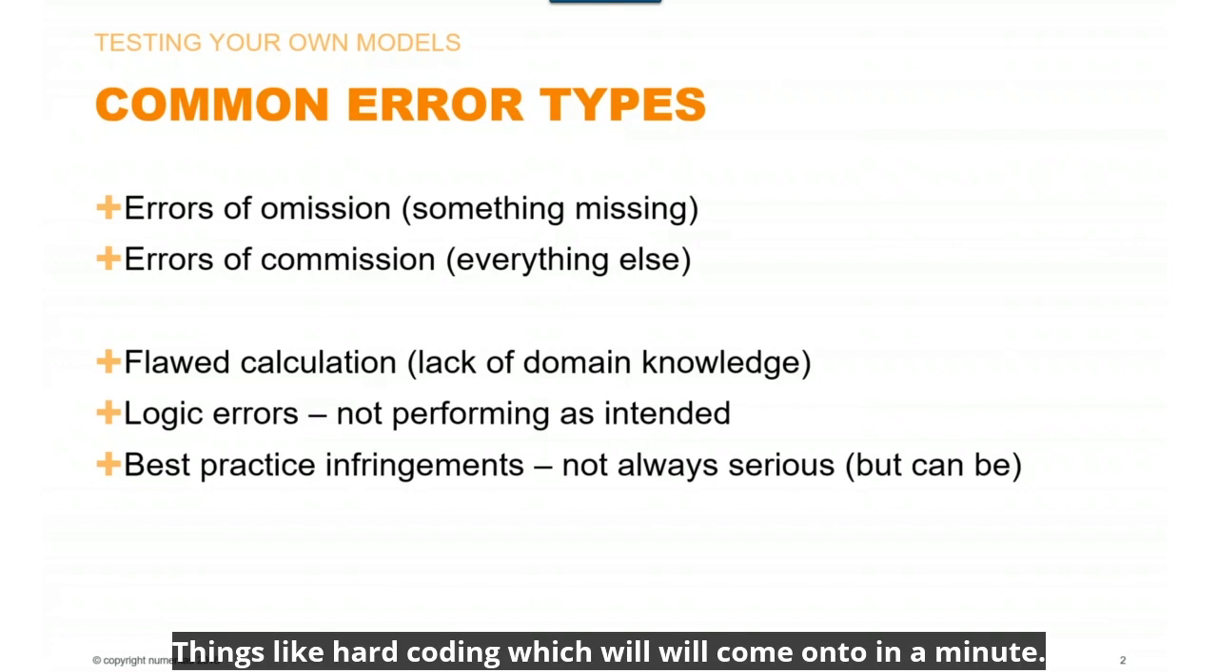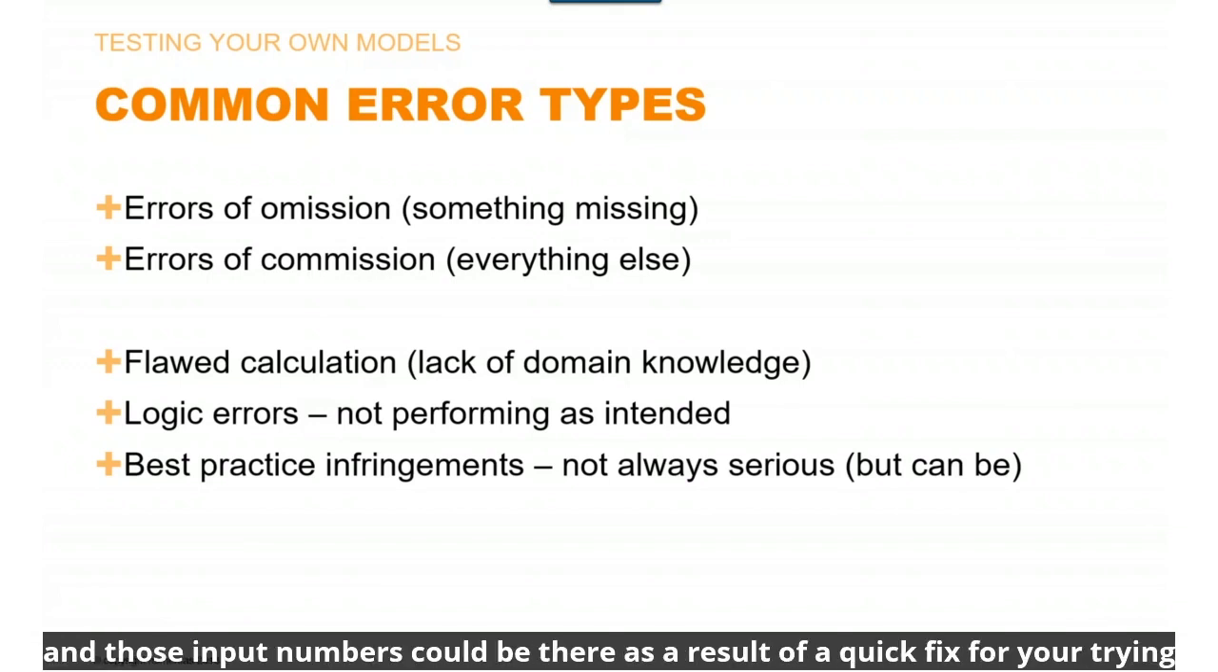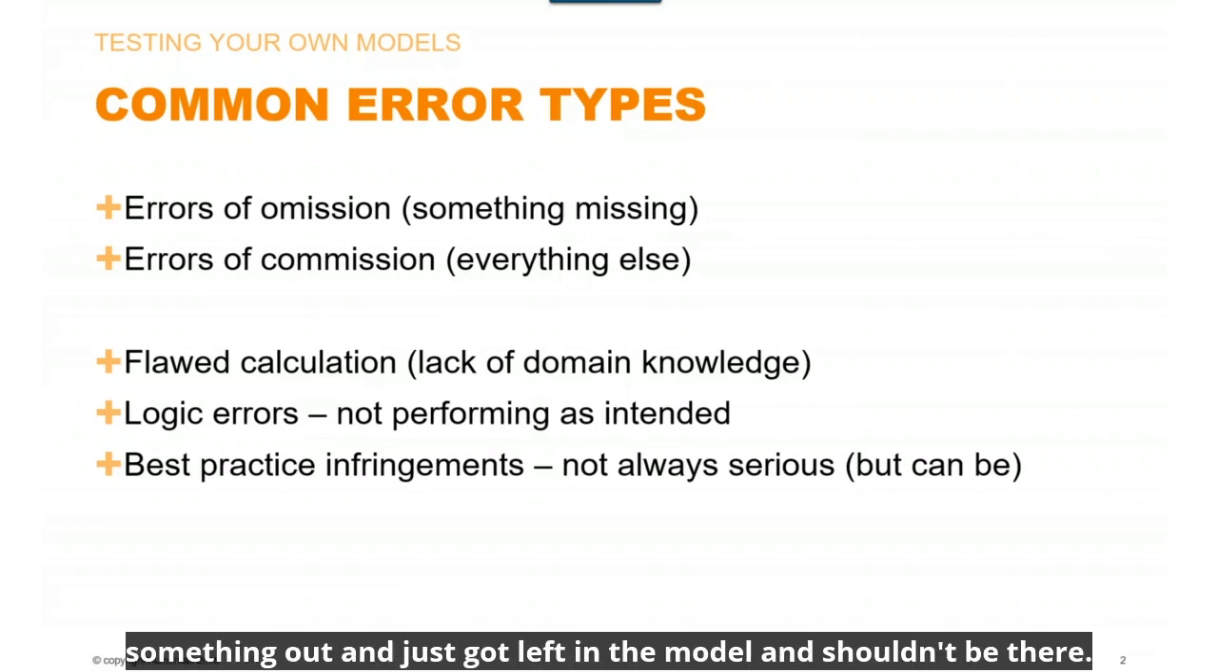Things like hard coding, which we'll come on to in a minute, where you have a mixture of cell references and input numbers. Now those input numbers could be there as a result of a quick fix, or trying something out and just got left in the model and shouldn't be there.